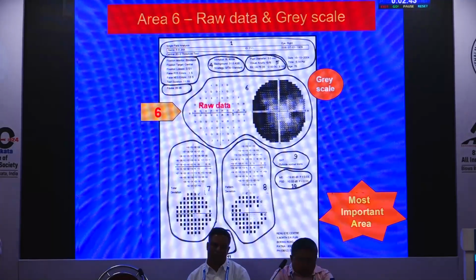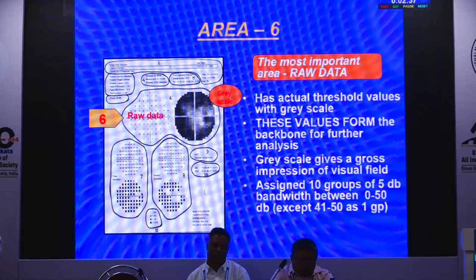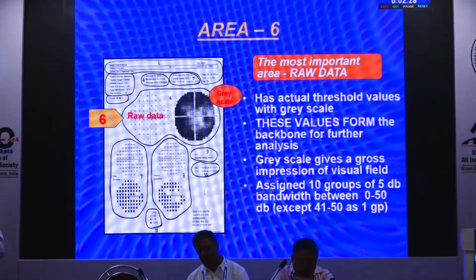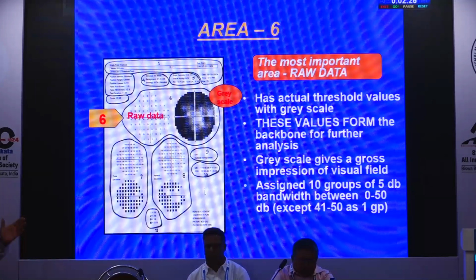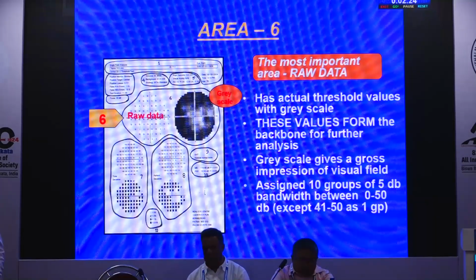Coming to area number 5, which is the most important area, this is the area of raw data along with the gray scale. So what it does basically, it gives you a generalized picture of whether the field is abnormal or normal by giving black to white shades as per the sensitivity of that particular patient.